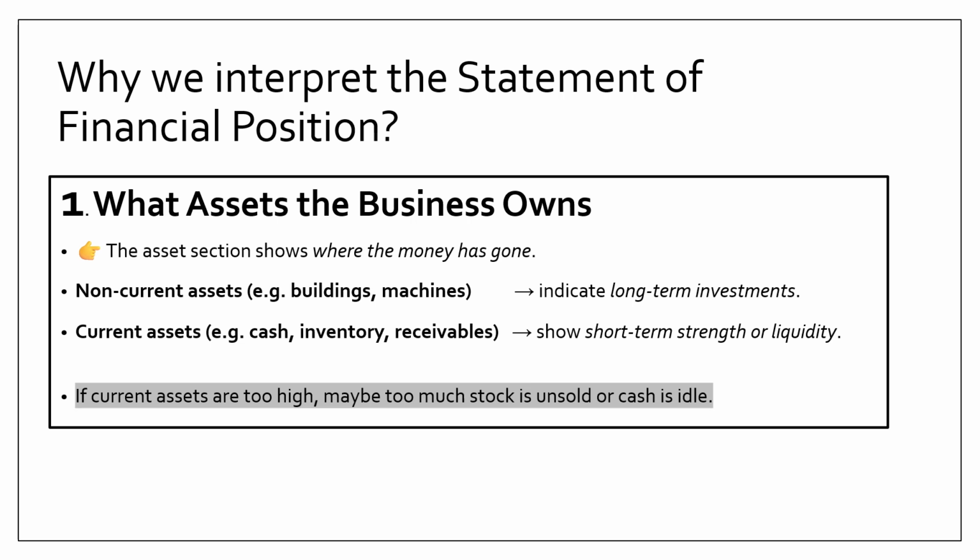Why do we interpret a statement of financial position? Number one, to understand what assets the business owns. The asset section shows where the money has gone. Is it in buying non-current assets like long-term investments such as buildings and machines? Or is it in buying current assets such as cash, inventory, and receivables, which shows the short-term strength or liquidity? If current assets are too high, maybe too much stock is unsold or cash is idle.